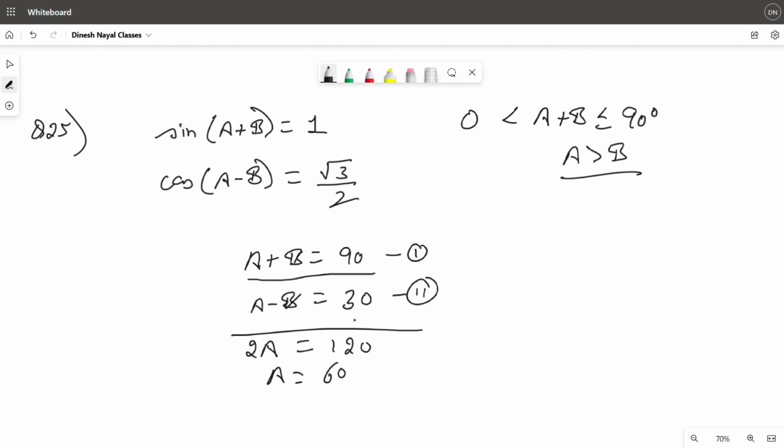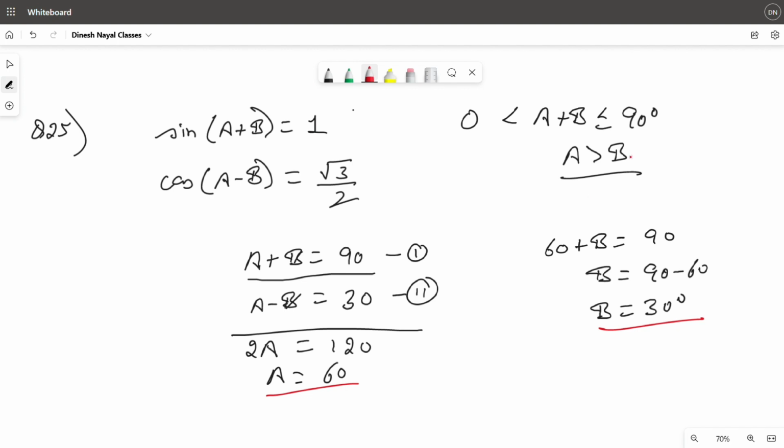Now we substitute the value of a, 60, in equation 1 to get b. So 60 plus b equals 90. Now b is 90 minus 60, that equals 30. So a is 60, b is 30. Our condition a greater than b is fulfilled, and also a plus b is less than or equal to 90 degree. So the measure of angle a is 60 and b is 30 degree, which is our answer.